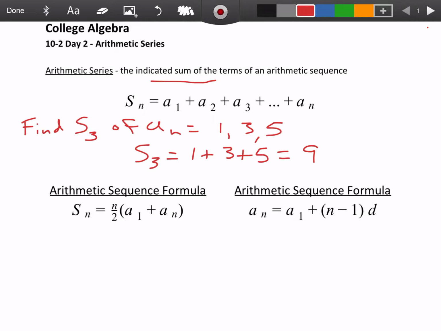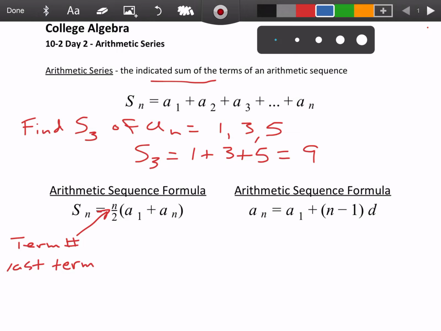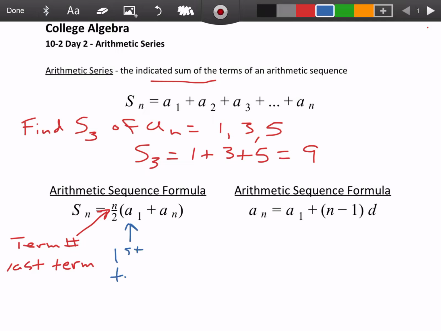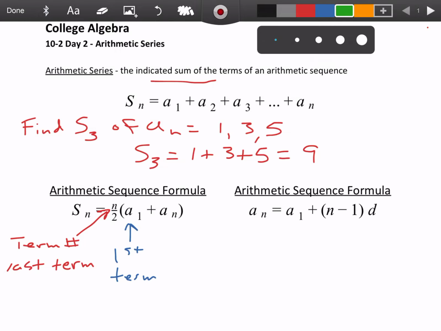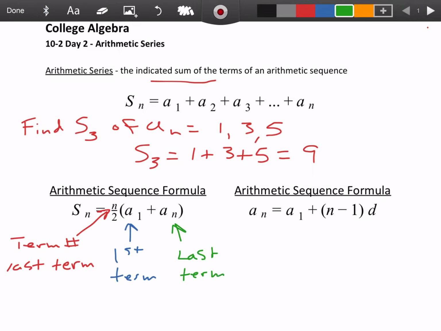So I do want to go through and talk about what each of these variables mean in these formulas. This n right here is the term number of the last term that we're referencing. I think you remember this. This a of 1 is just our first term. And a of n is going to be our last term. So if we wanted to find the fifth term or the 20th term or the 100th term, it's going to be our last one.